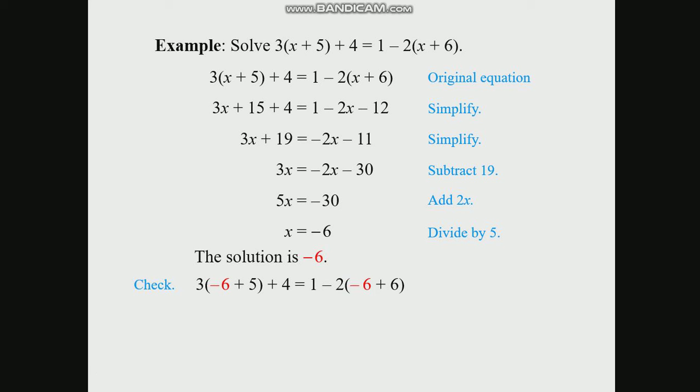Now, I want to make sure I go back and check in my original equation. So I'm going to substitute negative 6 for x. And I get, in this set of parentheses, negative 6 plus 5 is negative 1. Negative 6 plus 6 is 0. Simplify it. 3 plus 4 is 1. 1 is equal to 1. That is true. So negative 6 is my solution.